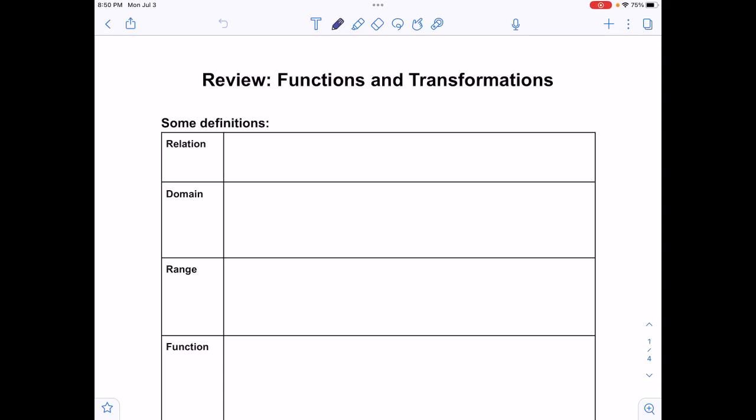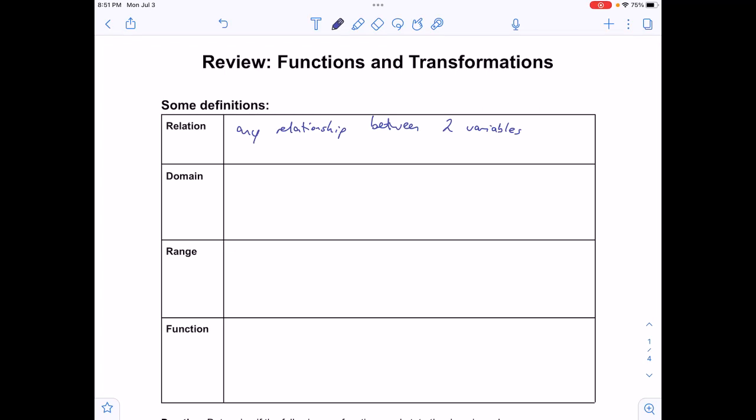The second review lesson that we are going to do is related to functions and transformations, as this is a huge component of the advanced functions course. Briefly, we're going to go over some definitions. So you'll recall that a relation truly is any relationship between two variables. Throughout your high school career, you've seen several relations: y equals mx plus b, quadratic relations, trigonometric relations, exponential relations, lots of good stuff there.